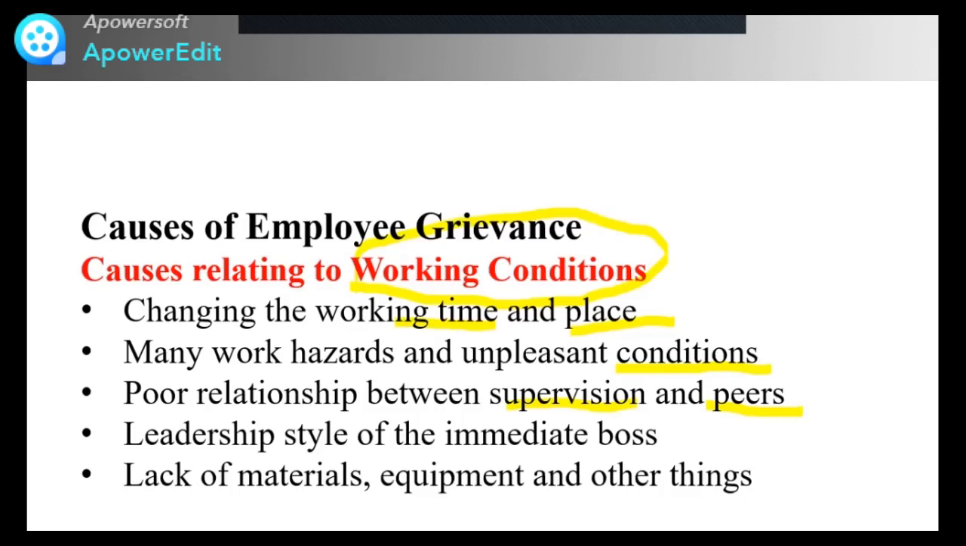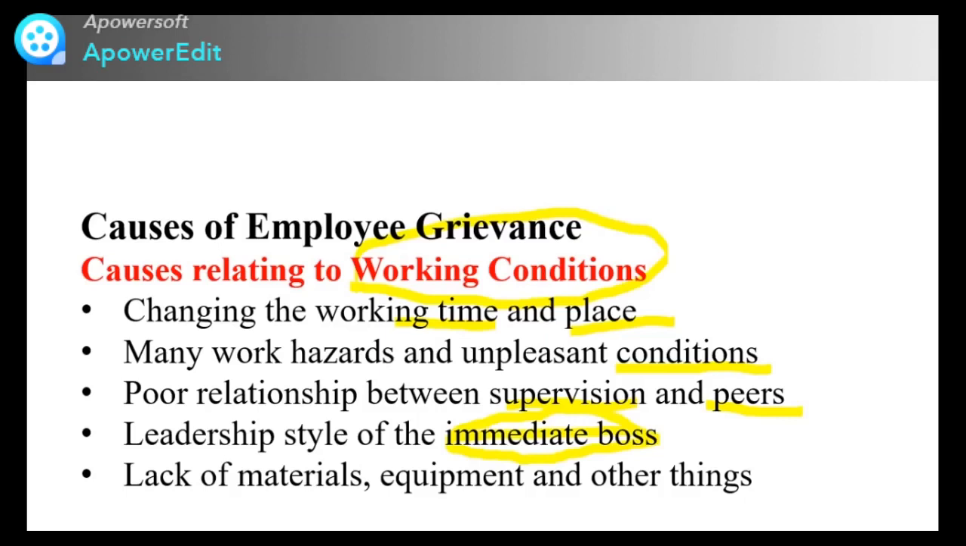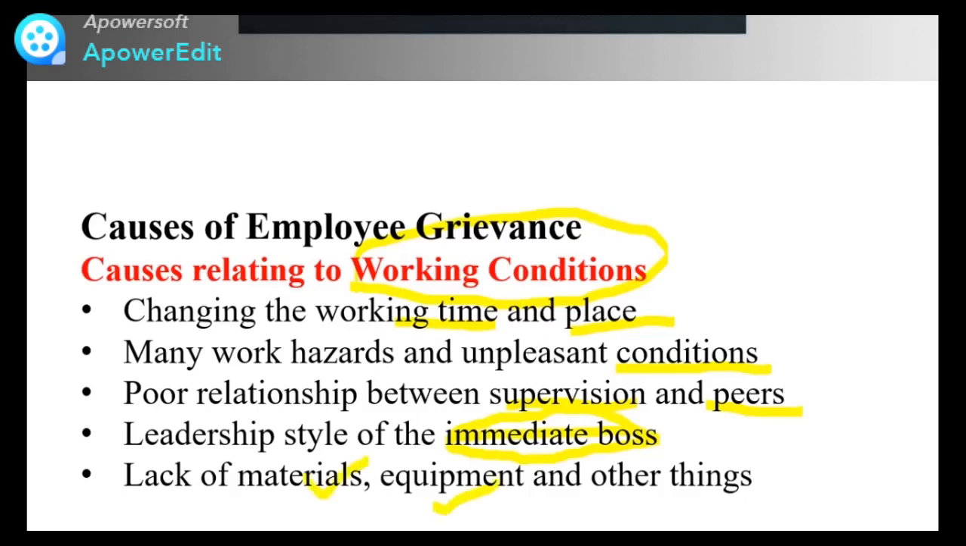Then leadership style of the immediate boss. It may be autocratic, or sometimes very tough or unpleasant decisions are taken by the immediate boss. Therefore, we are not accepting the leadership style of the immediate boss. Then it creates grievance. Then lack of materials, equipment, and other things also relate to employee grievances.